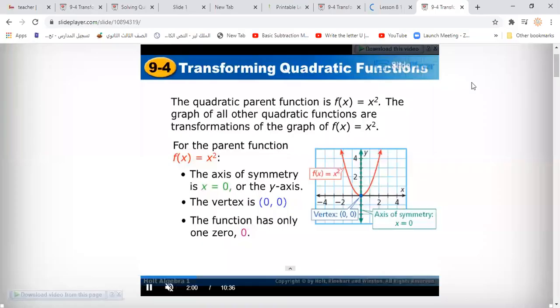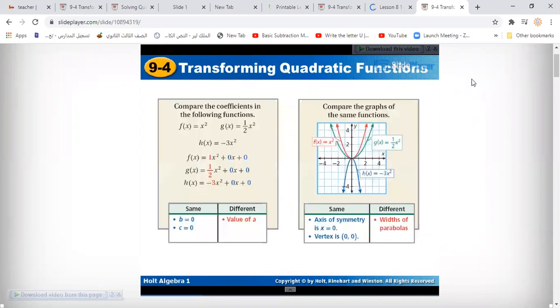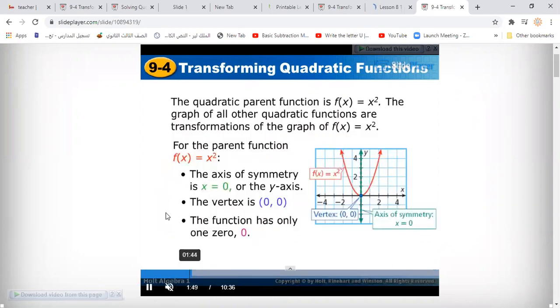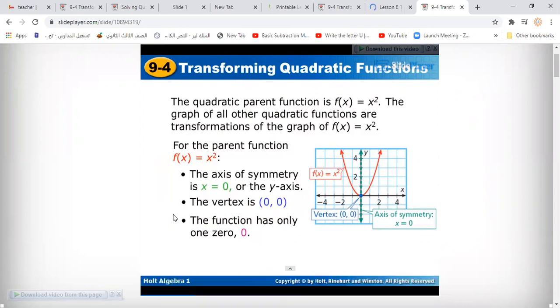Hello, grade 9. Today we are going to study lesson 9.4 about transforming quadratic functions. As you know, a quadratic function is a function which has degree equal to 2. The quadratic parent function is f of x equals x to the power of 2, so we can call it the parent function.